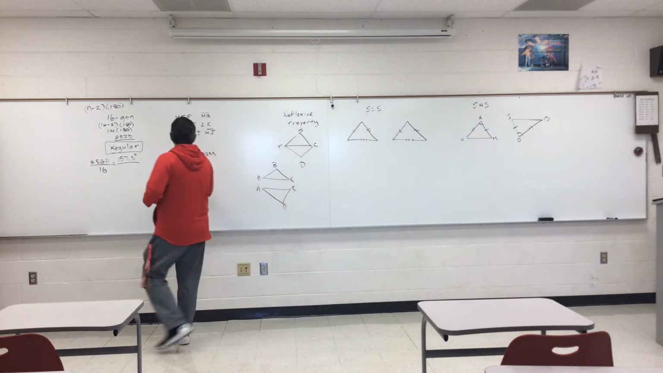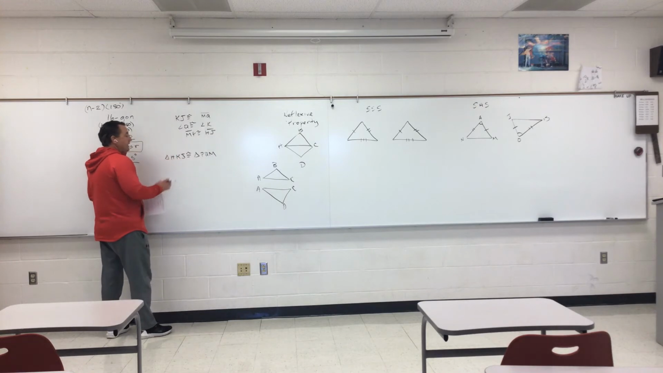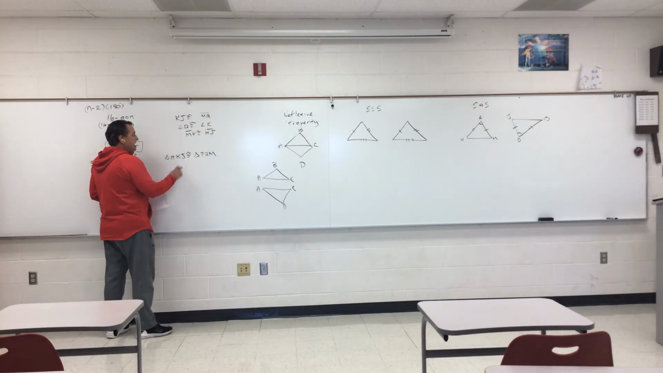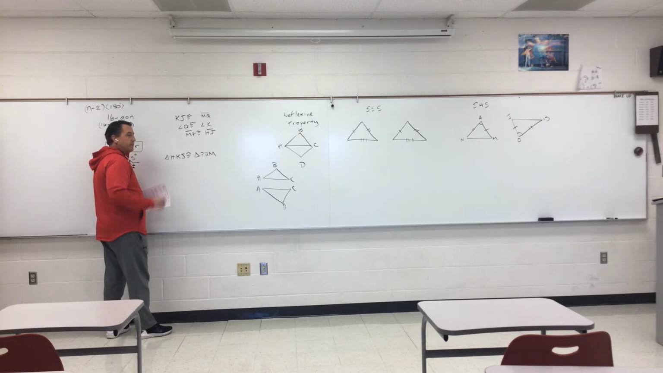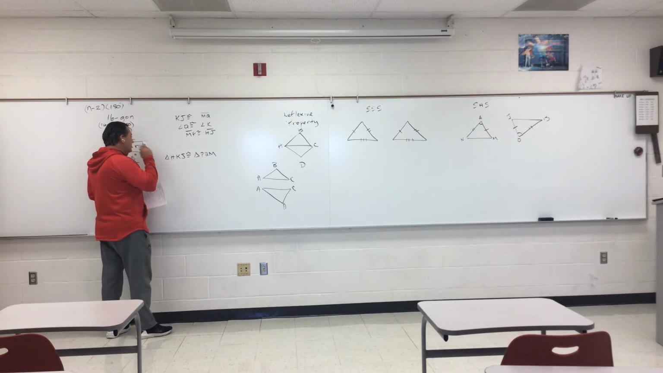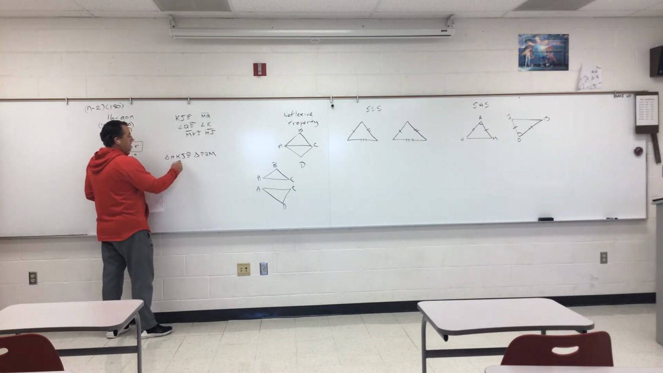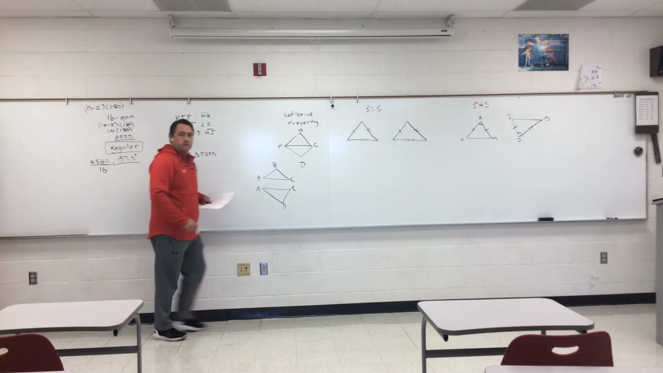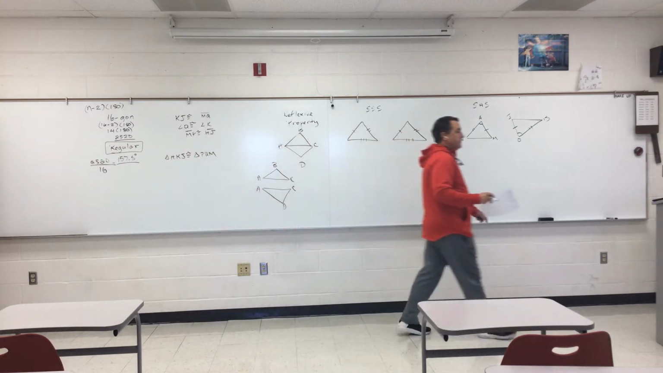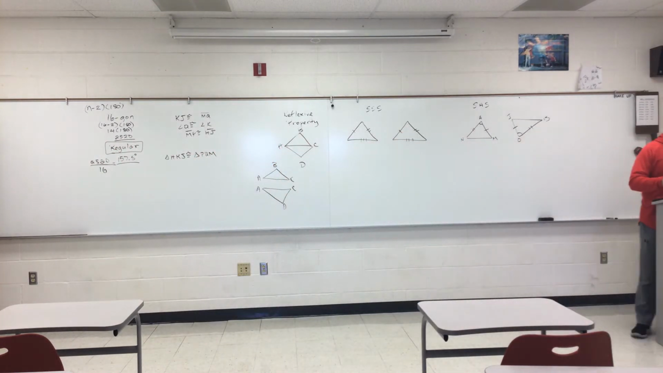When you write your congruence statement, now it didn't tell you how to start it. I made mine HKJ. Yours does not have to be exactly like that, but what does have to happen is H and P are in the same place, K and Q are in the same place, J and M are in the same place. And that would be a triangle congruence statement.